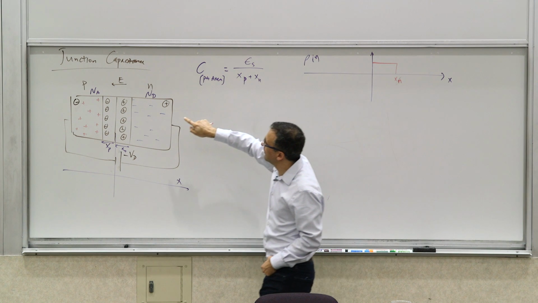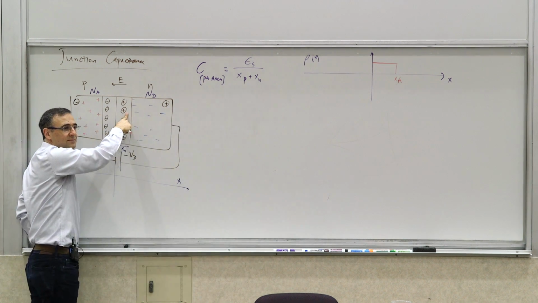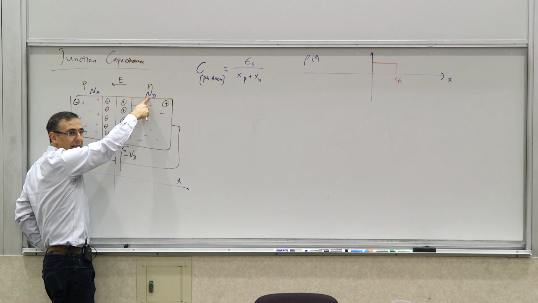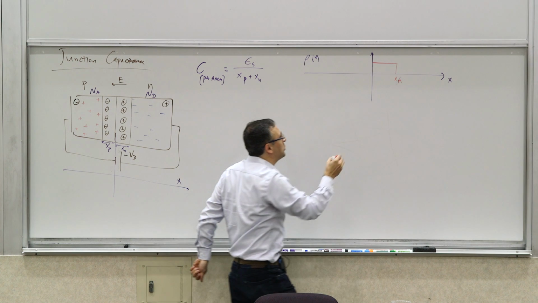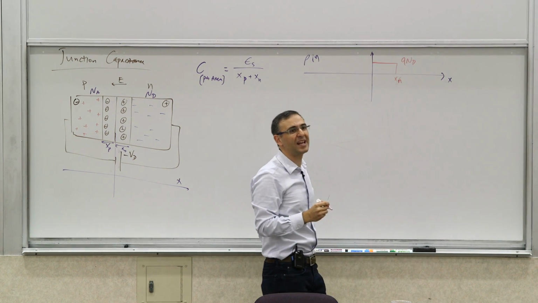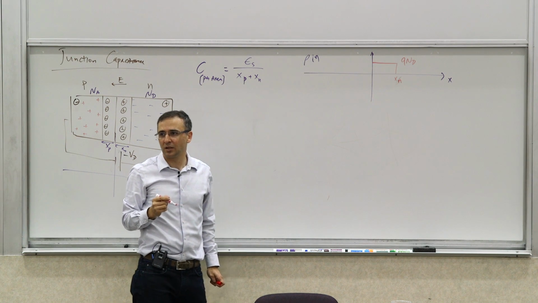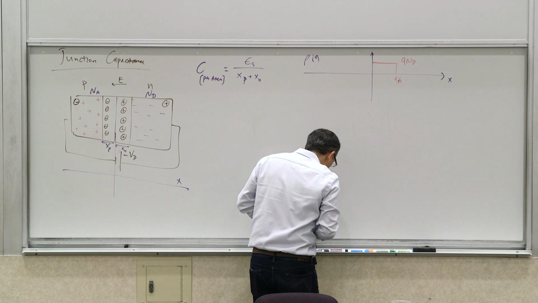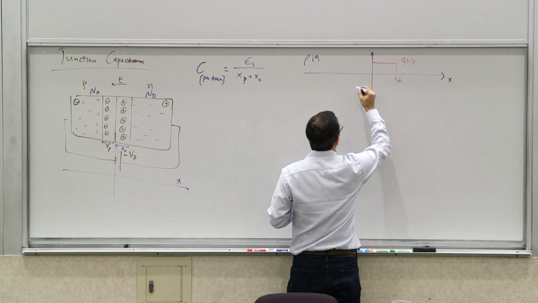What is the density of these dopants here? ND, right? So the charge is going to be QND, the charge density, in coulombs per cubic centimeter or cubic meter. Now, the same way, you can also think about this side.